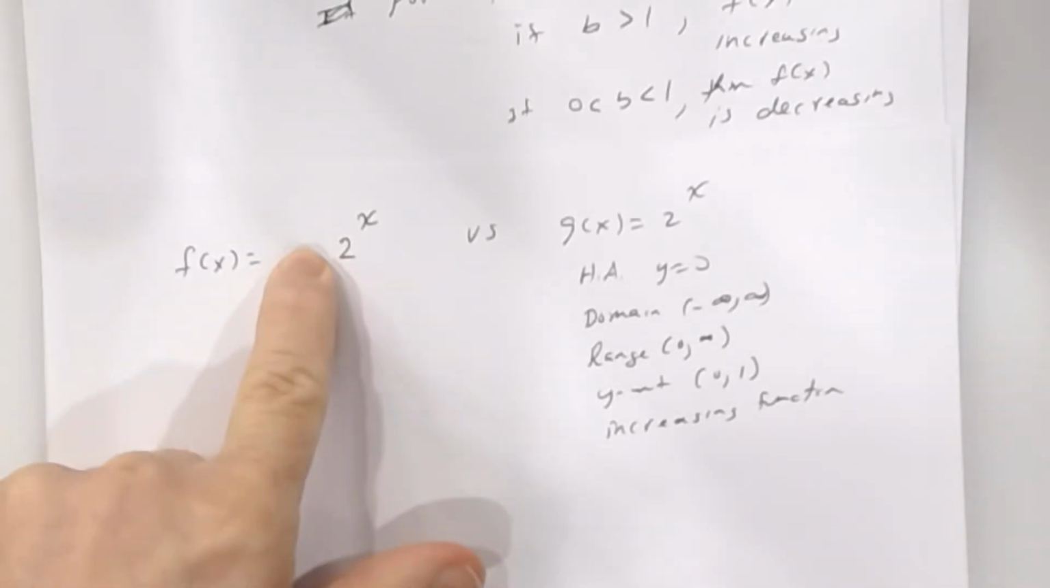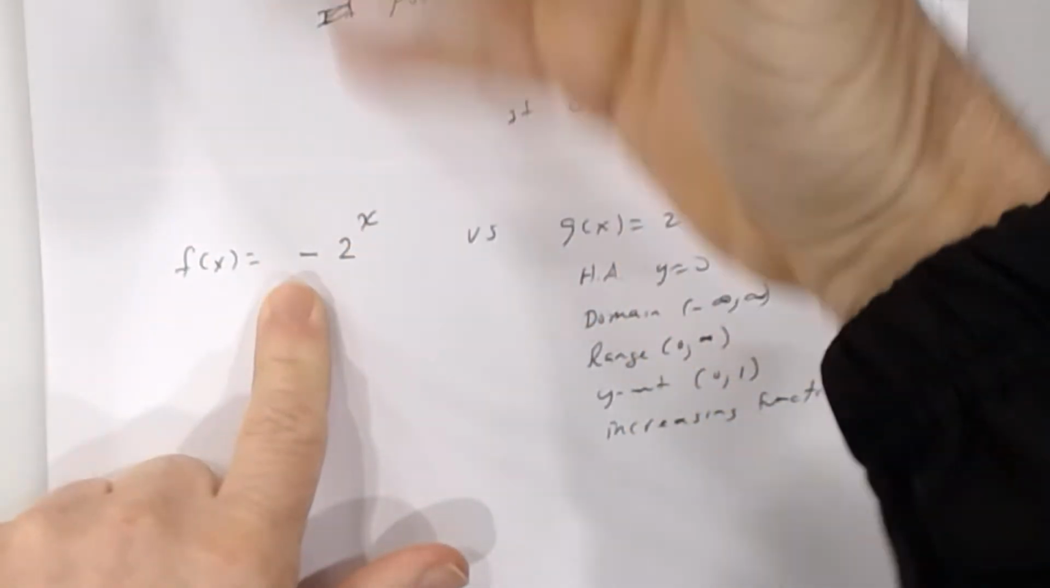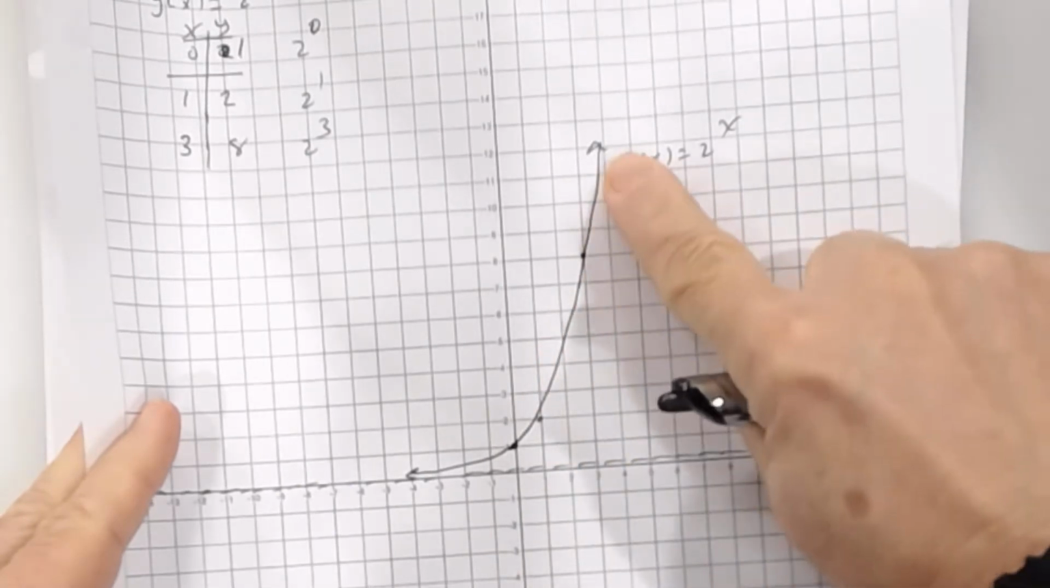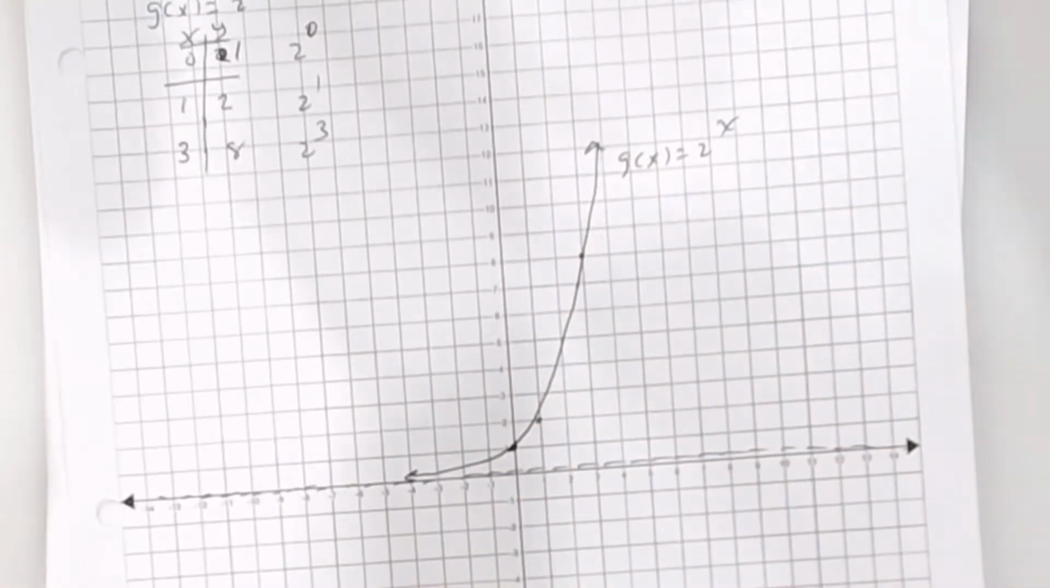So if that negative wasn't there, then yes, f of x would be what kind of function? Increasing. So it would be above the horizontal asymptote. That negative, remember, is that reflection. So it takes that graph and reflects it about the horizontal asymptote. So now instead of increasing, it is doing what? Decreasing.